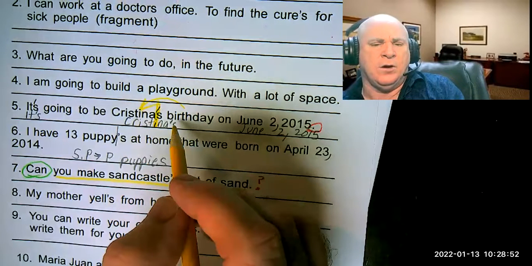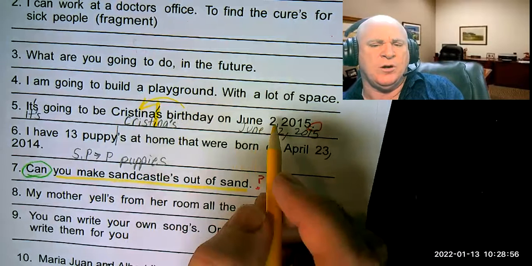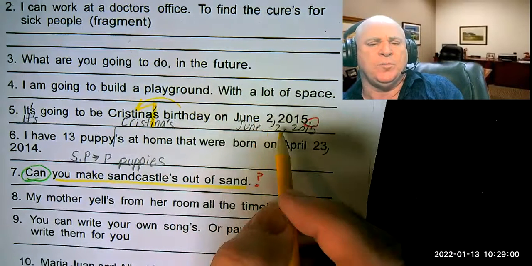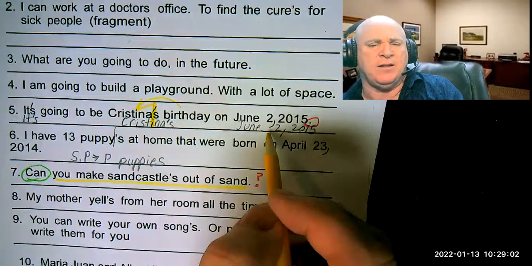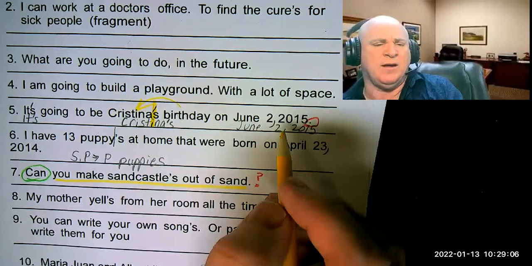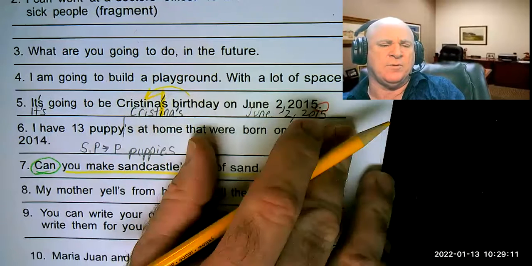And then so that you don't have too many numbers in a row, you don't put June, comma, 2nd, separating the word from the number. You put June 2nd, comma, separating the number from the number. And so that would be number 5. And just for fun, we'll go ahead and do quickly number 6 and 7.